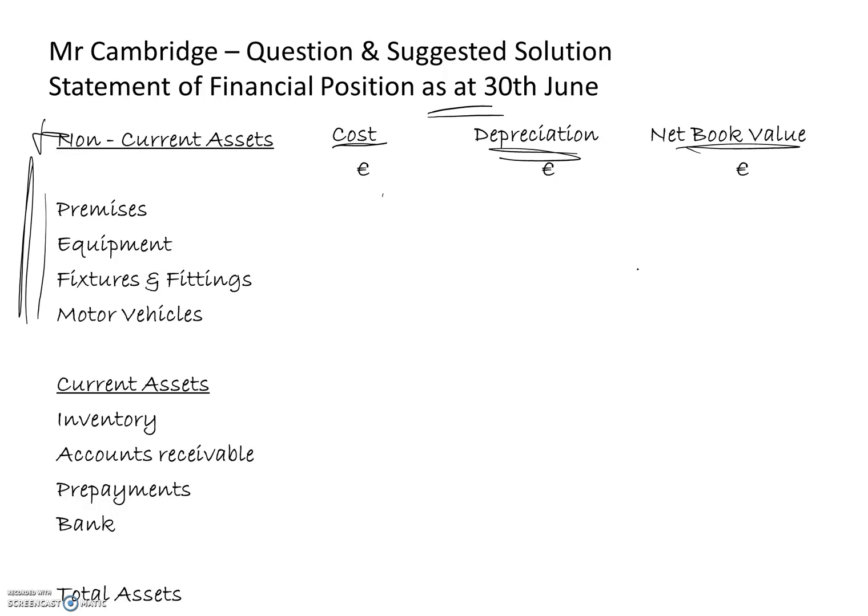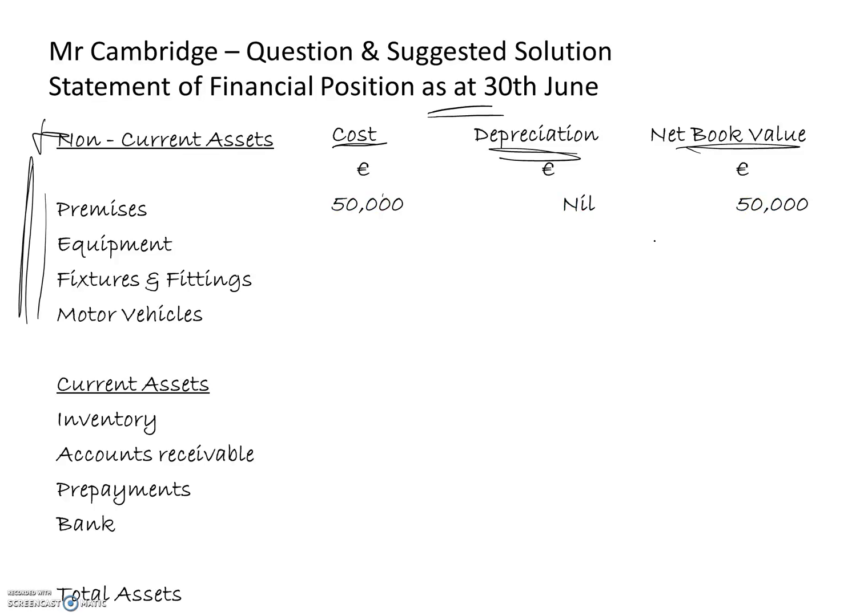The assumption, therefore, is that Mr. Cambridge is not depreciating his premises. In other words, the premises are not wearing out. So we'll put in the original cost, we'll put in the depreciation at nil, and then we'll put in the net book value, which will be the cost minus the depreciation of nil, so the net book value and cost will be the same. So there are those figures there.